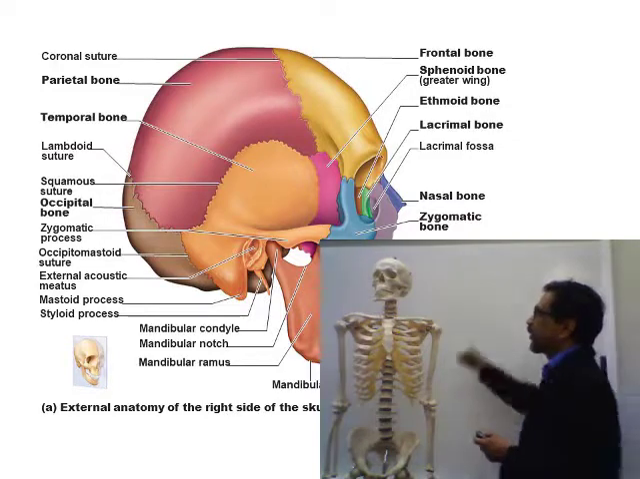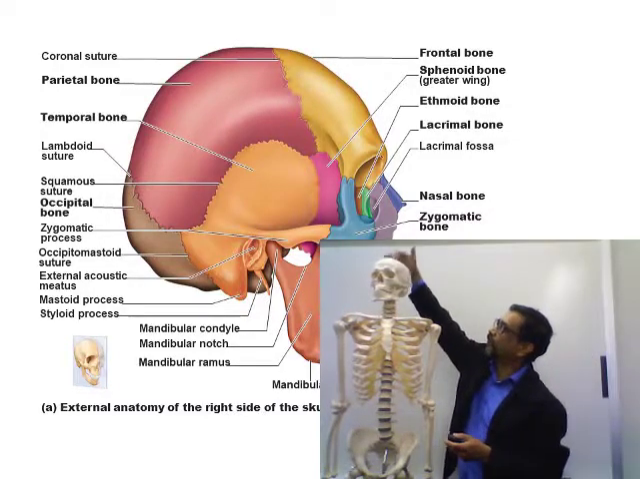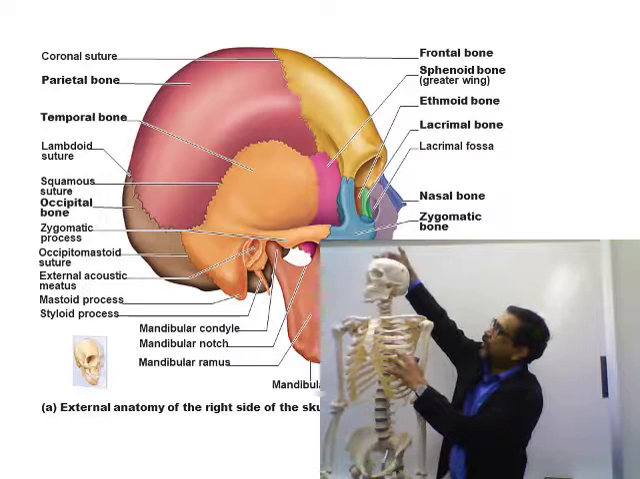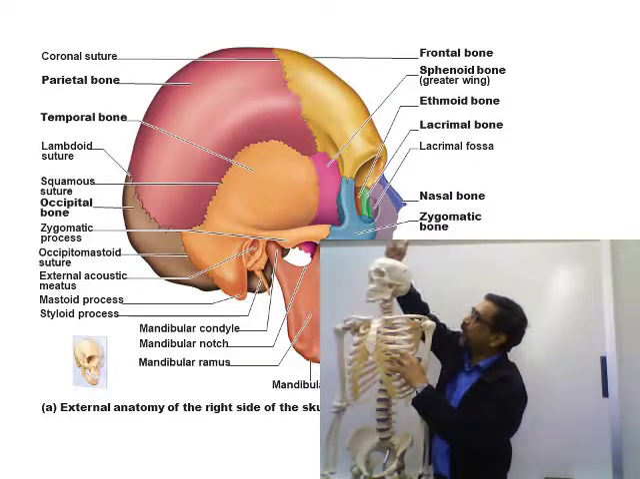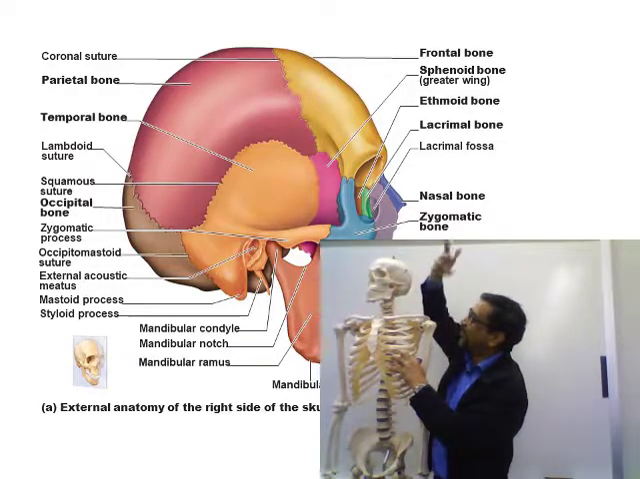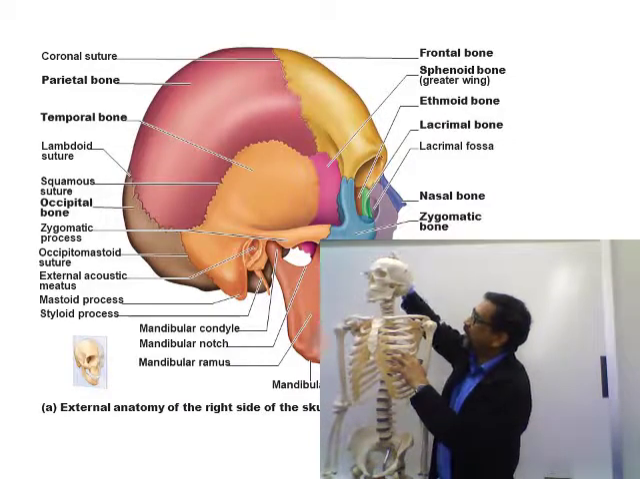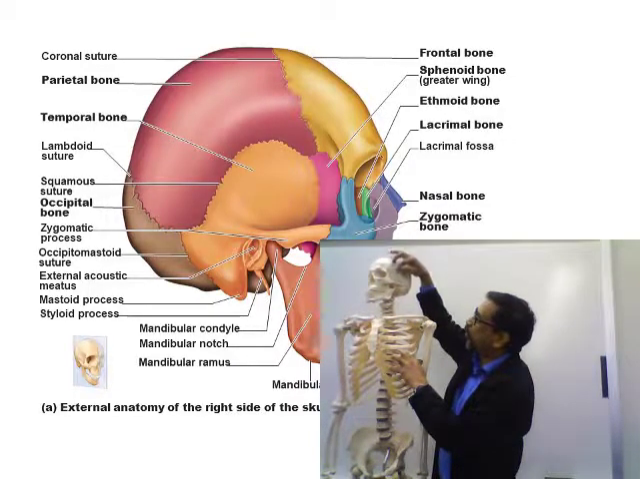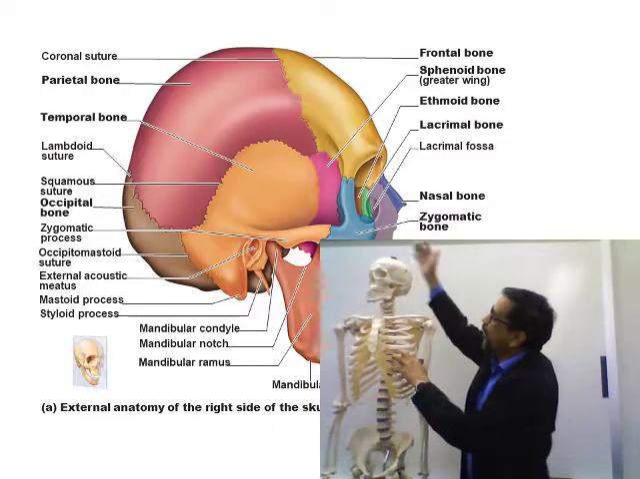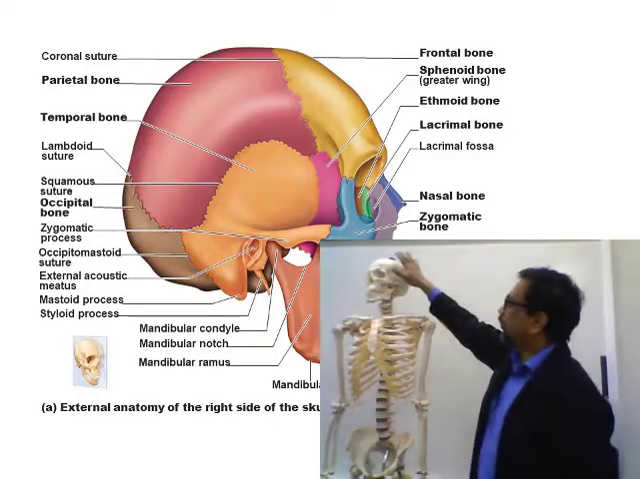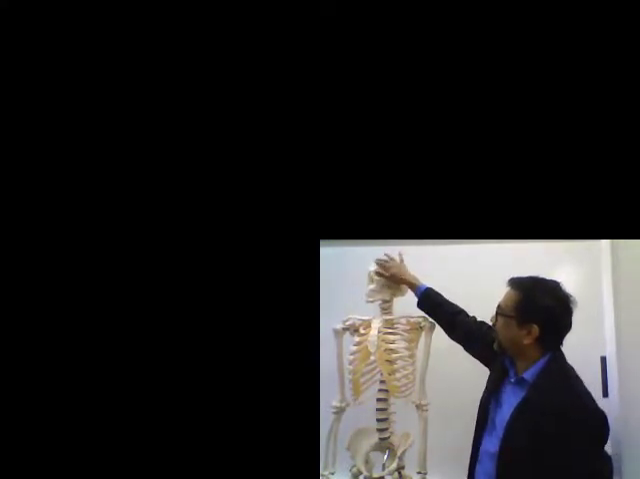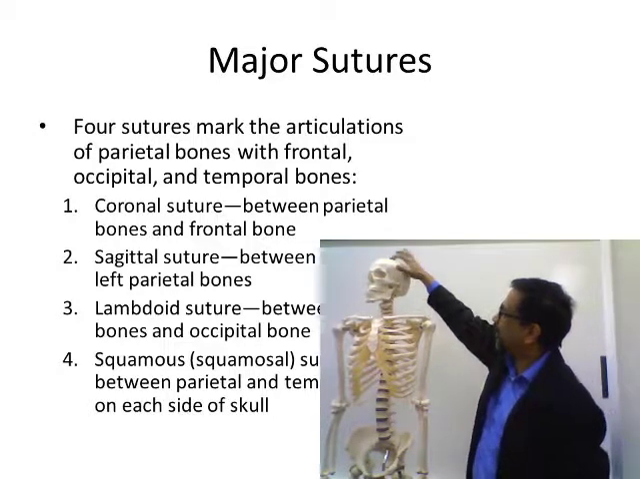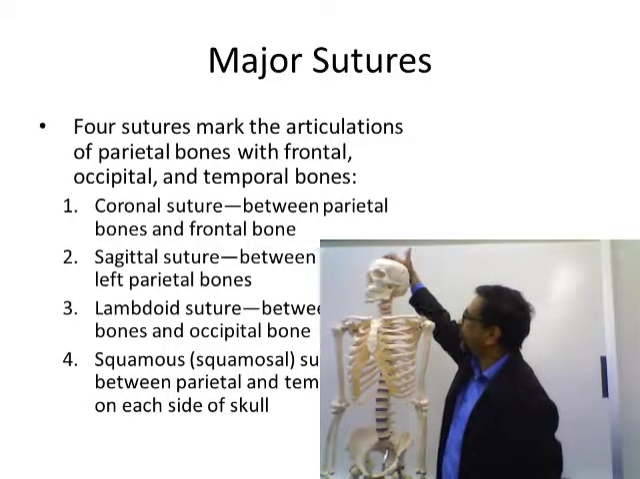Coronal suture is this one. You see here this way. So this is the coronal suture. You must remember this plane is called coronal or frontal plane, right? You have learned that in the lab part. So same name, since it is going this way, that's the coronal suture. Coronal suture connects the frontal and parietal. So this is frontal and this is parietal. They are connected by coronal suture.